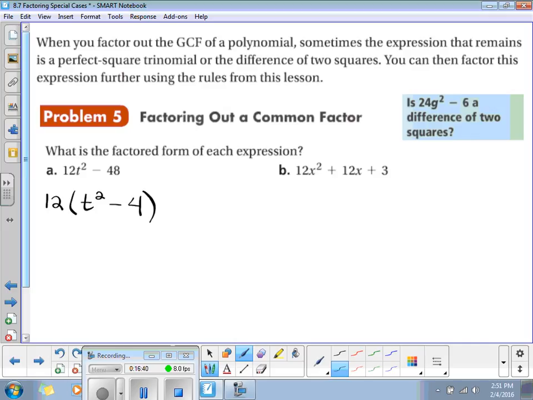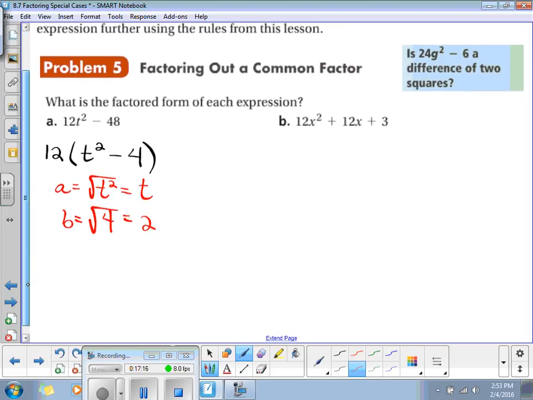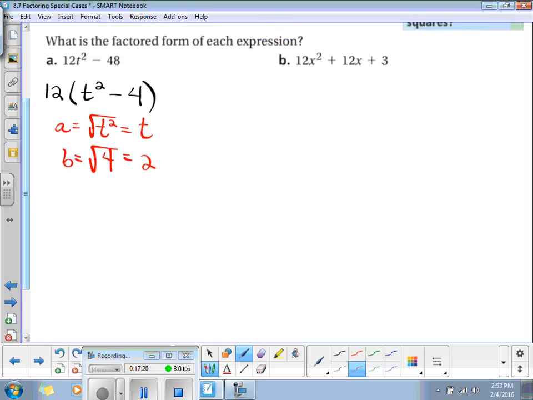Very good. So now you can see t squared is a perfect square. And 4 is a perfect square. So now we can follow the rule we just learned, right? So t is a perfect square. For A, we're going to have the square root of t squared, which is equal to what? T. Good. And B is going to be the square root of 4, which is equal to 2. Good. So now, because we have a difference of squares, we're going to make our two binomials. One's going to be plus, and one's going to be minus. Very good. So, make sure we bring down the 12, and we have t plus 2, and we have t minus 2. And there is your final answer.